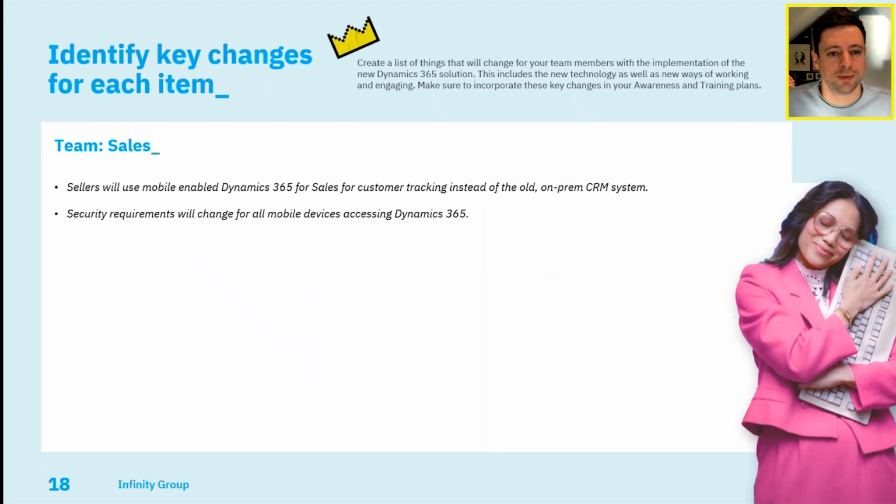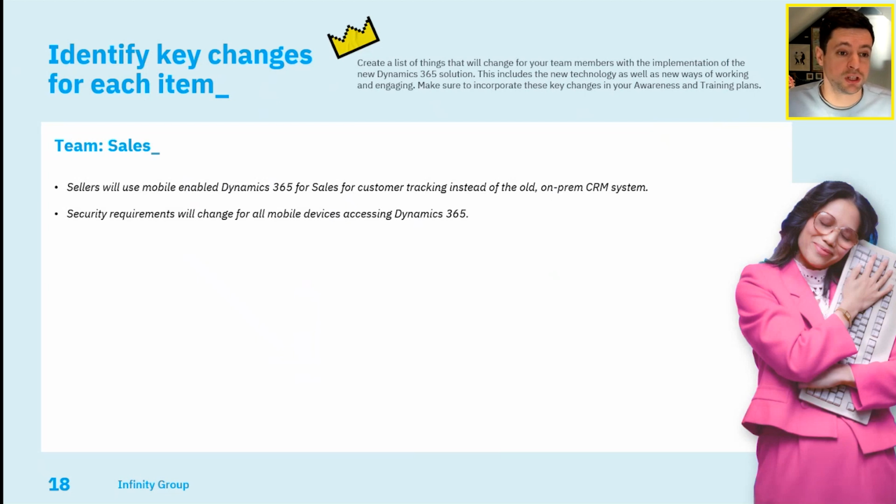Next up, we're going to look at impact on specific teams. So again, we want to understand this early so we can make a plan and include any key changes in our training plan and our awareness communications. So gathering this early is going to be important because we can use it then throughout the adoption initiative.